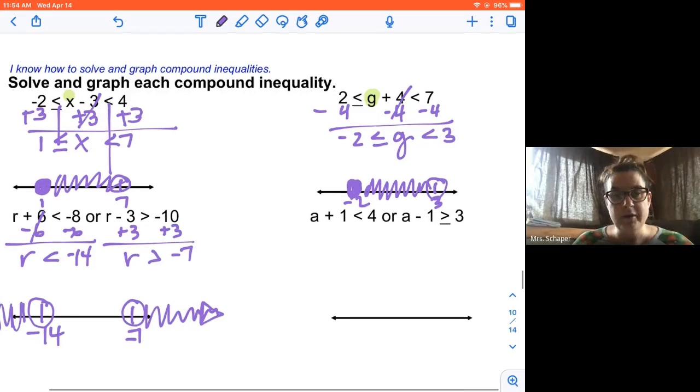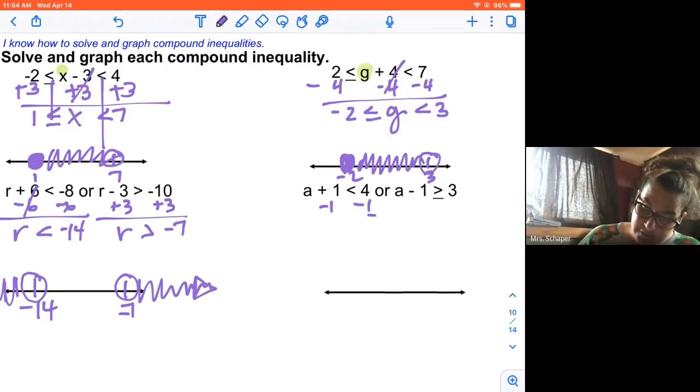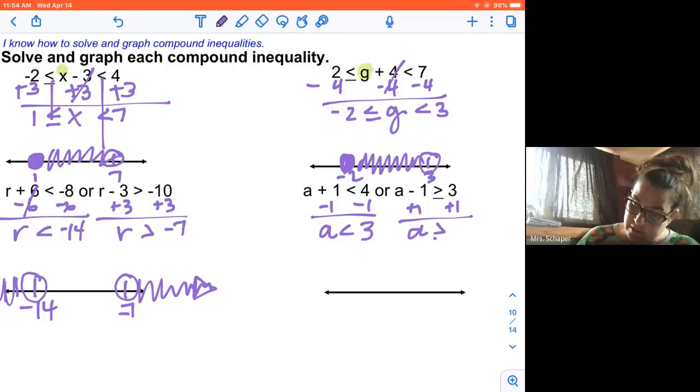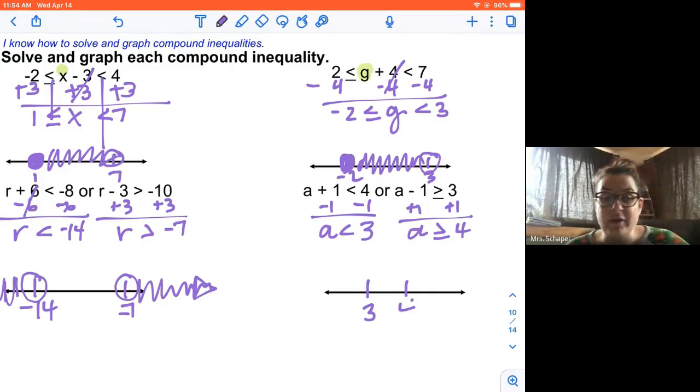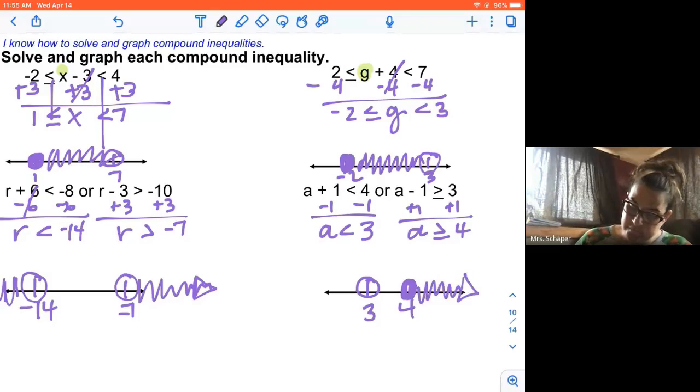All right, one more here. Again, this is a twofer. You have to solve both inequalities to get it by itself. So a is less than 3. Add 1. A is greater than or equal to 4. Lesser number on the left, greater number on the right. Open circle on the 3, because a is less than 3. Filled in circle on the right. Shade to the right. Shade to the left. There you go.